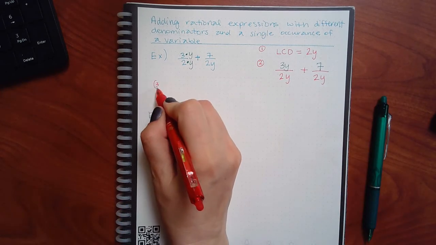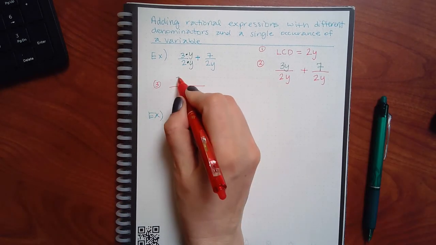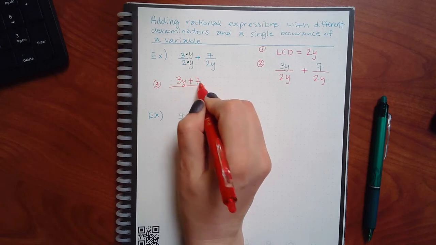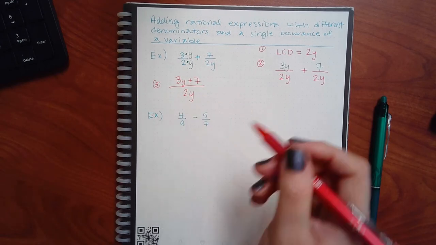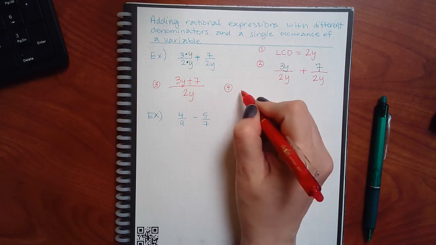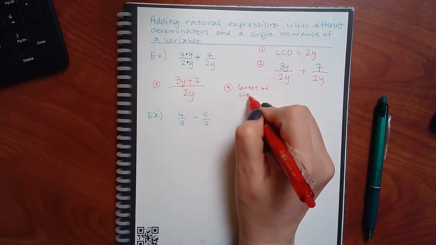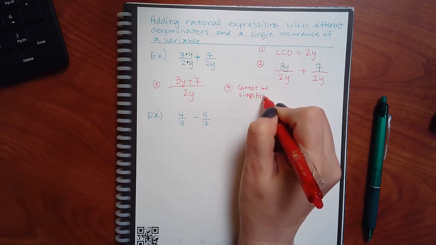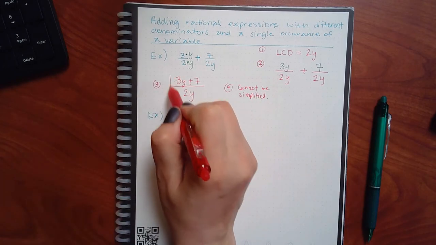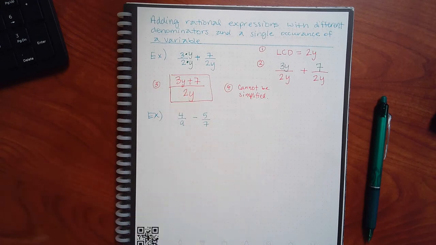So step 3 would be to actually add them. 3Y plus 7 over 2Y. And then the last thing you would do is simplify, but this one cannot be simplified. So we would just box this one or type in that one. If it could be simplified, then that would have been my final answer.